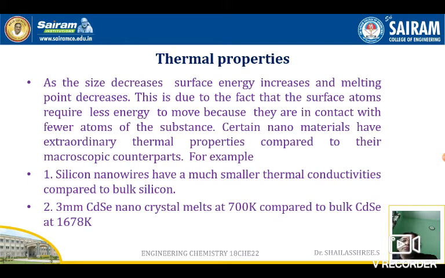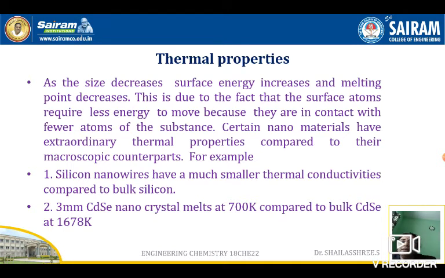Thermal properties. Coming to the thermal properties, as the size decreases, surface energy increases and melting point decreases. This is due to the fact that the surface atoms require less energy to move because they are in contact with fewer atoms of the substance.